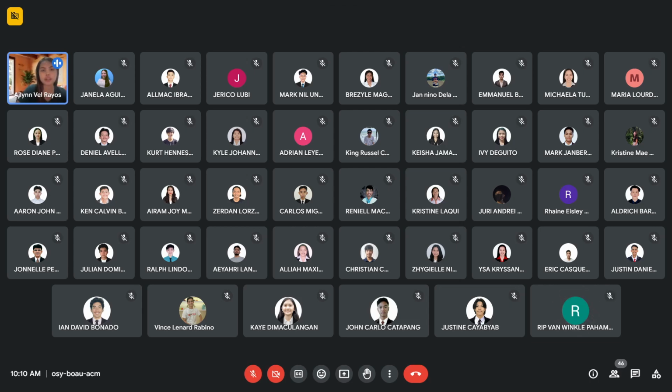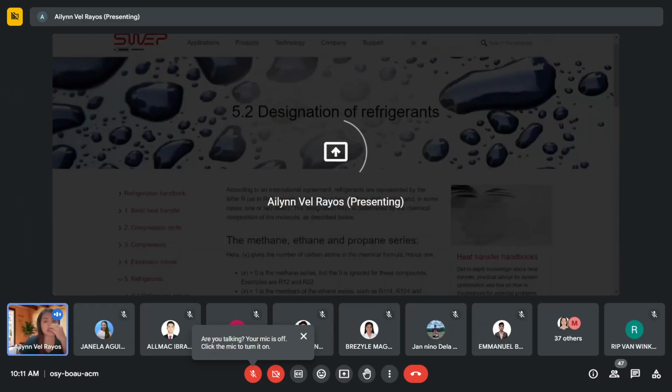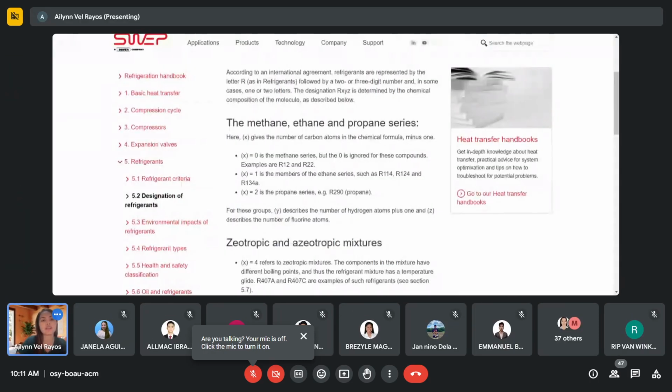Okay. I'll also share this one. Again, let's review. This is the designation of refrigerants. Yesterday, we also discussed the different types or classifications of refrigerants based on pure fluids and mixtures. Under mixture, we have zeotropic and azeotropic. Under pure fluids, we have the synthetic, as well as organic and inorganic.